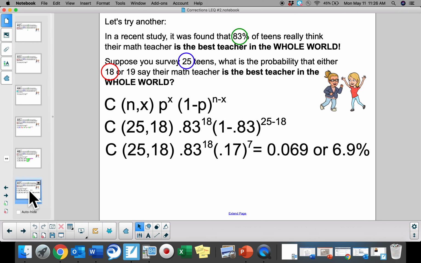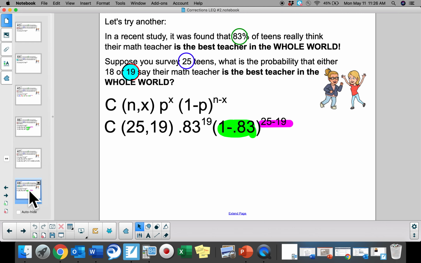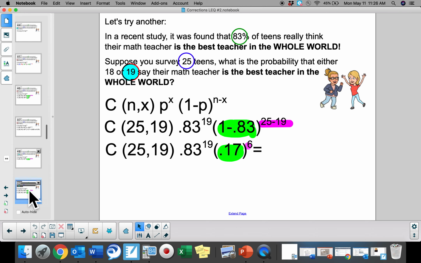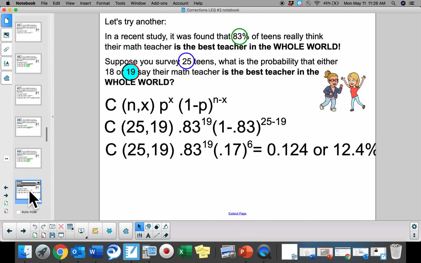Now we're going to do the problem again with the 19. I'm going to condense. Slap it in your calculator. You get about a 12.4% chance.